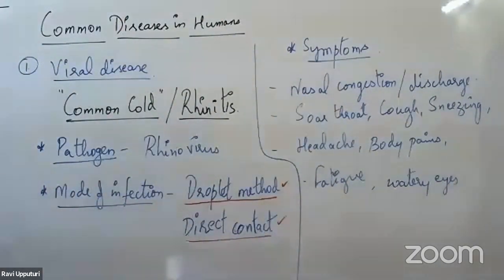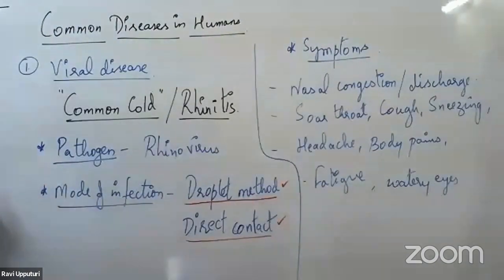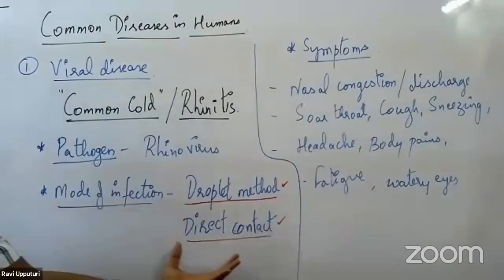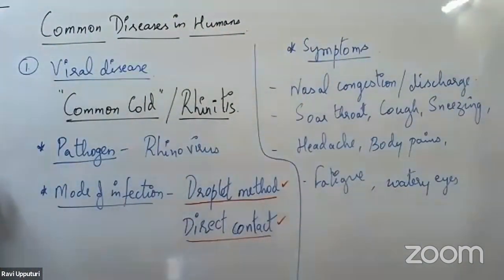Now, what do we mean by the droplet method? The droplet method is nothing but spread through tiny air droplets or aerosols from a sick person whenever a person sneezes or coughs. That's the reason why you shouldn't be near a person who sneezes or coughs. The second method is direct contact, whenever we touch objects which have been contaminated by this particular virus.